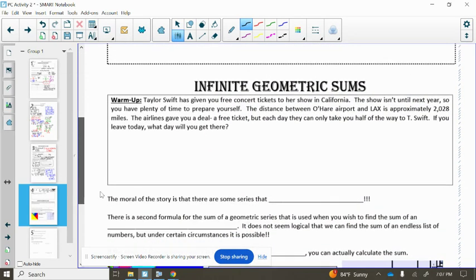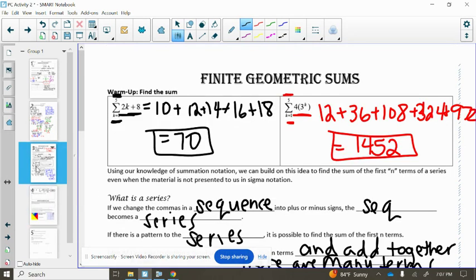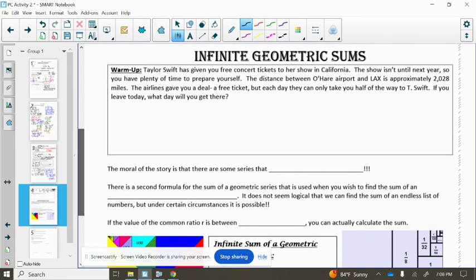Now, we sometimes are going to add up what we call a finite number of terms, and a finite number is a specific number of terms. Sometimes our geometrics are going to be able to add up an infinite amount of terms. So think about this situation where we have Taylor Swift concert tickets for a show in California. The show isn't until next year, so we have plenty of time. From O'Hare to LAX is approximately 2,028 miles. And if you go halfway each day, how long would it take you to get there?